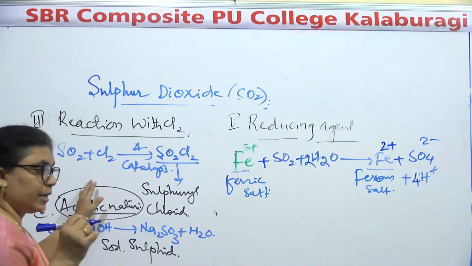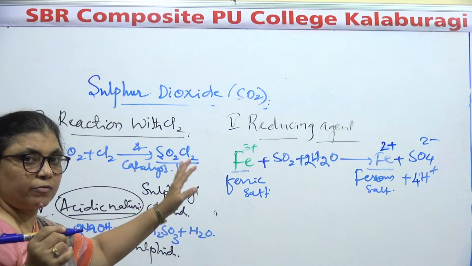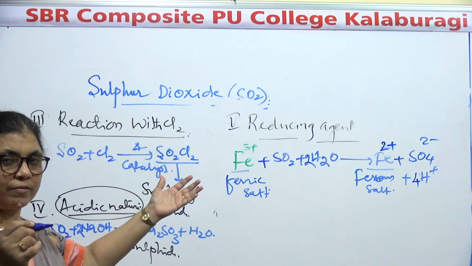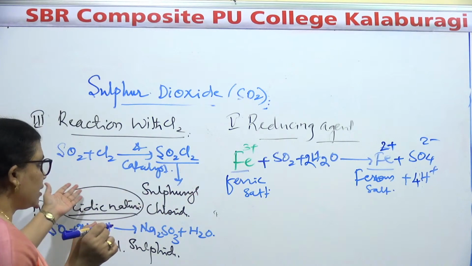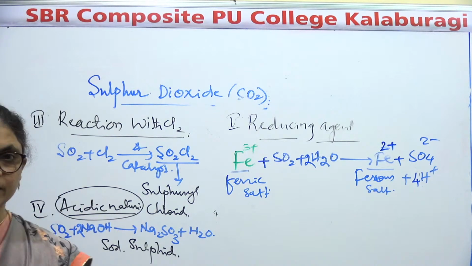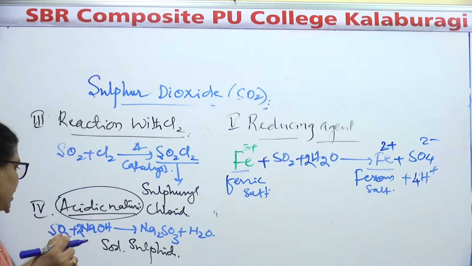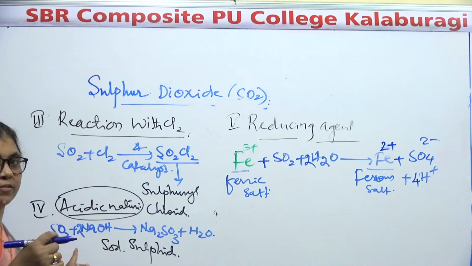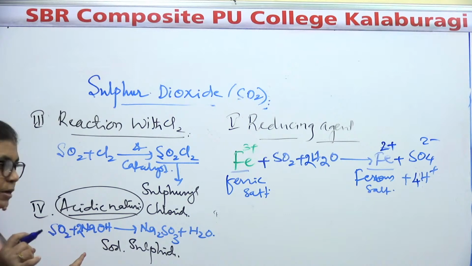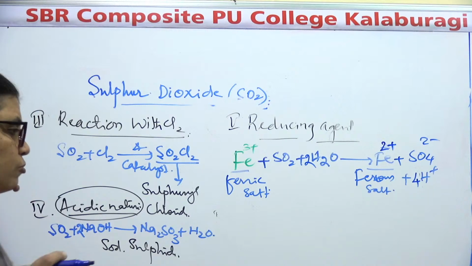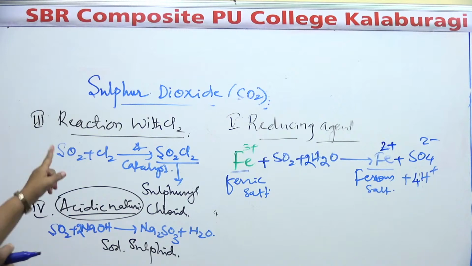What does it indicate? Sulfur dioxide reacts with water to produce sulfurous acid. Other than that, sulfur dioxide is acidic in nature. That's why it can react. But remember one thing, it is a weak acid. Sulfur dioxide is a weak acid. It can produce sodium sulfite. Same way, when it is treated with chlorine, it can produce sulfuryl chloride.